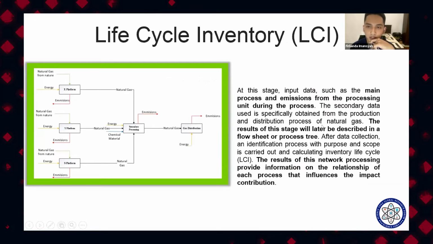The second is the life cycle inventory. At this stage, input data such as the main process and emissions from the processing unit during the process are collected. The secondary data used is specifically obtained from the production and distribution process of natural gas. The result of this stage will later be described in a flow sheet or a process tree. After data collection and identification, the process with the purpose and scope is carried out in calculating the LCI. The result of this network processing provides information on the relationships in each process that influence the impact contribution.